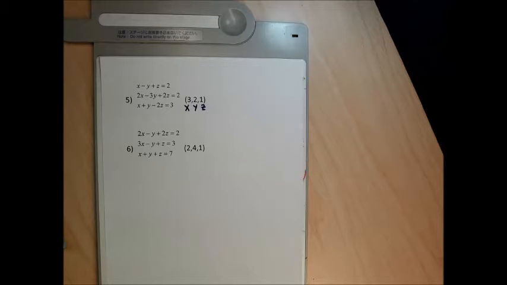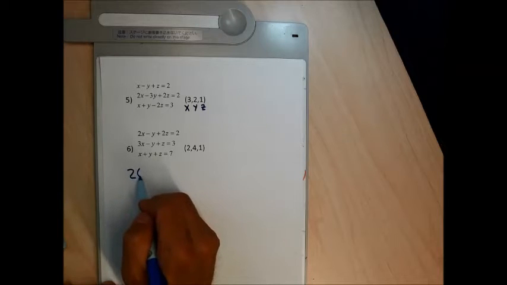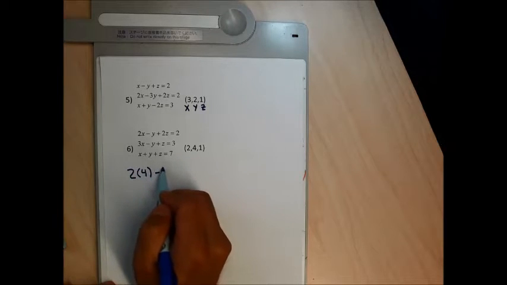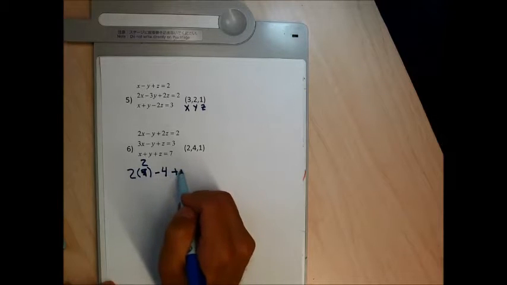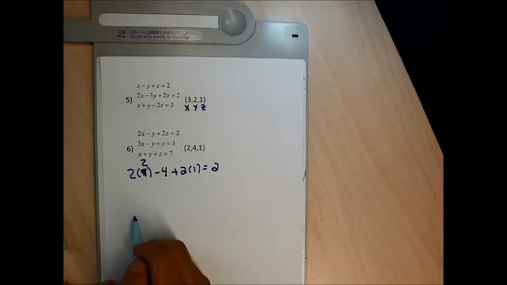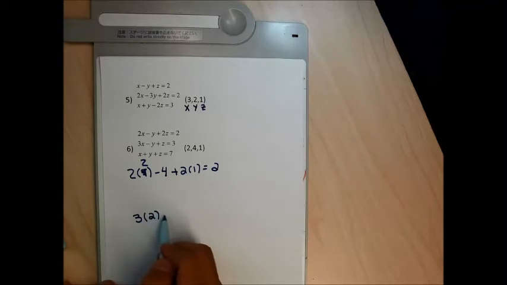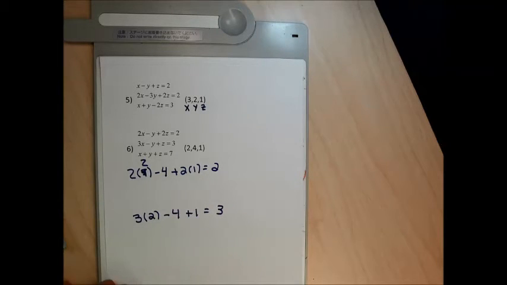To verify that something's a solution, it's super easy. So to verify for problem 6, I'm going to go to the top equation, plug in 2 for x, 4 for y, and 1 for z, and that should equal the right side of 2. In the middle equation, I'm going to plug in 2 for x, 4 for y, and 1 for z, and make sure that both sides equal 3. And in the bottom equation, I'm going to plug in 2 for x, 4 for y, and 1 for z, and make sure I get 7.